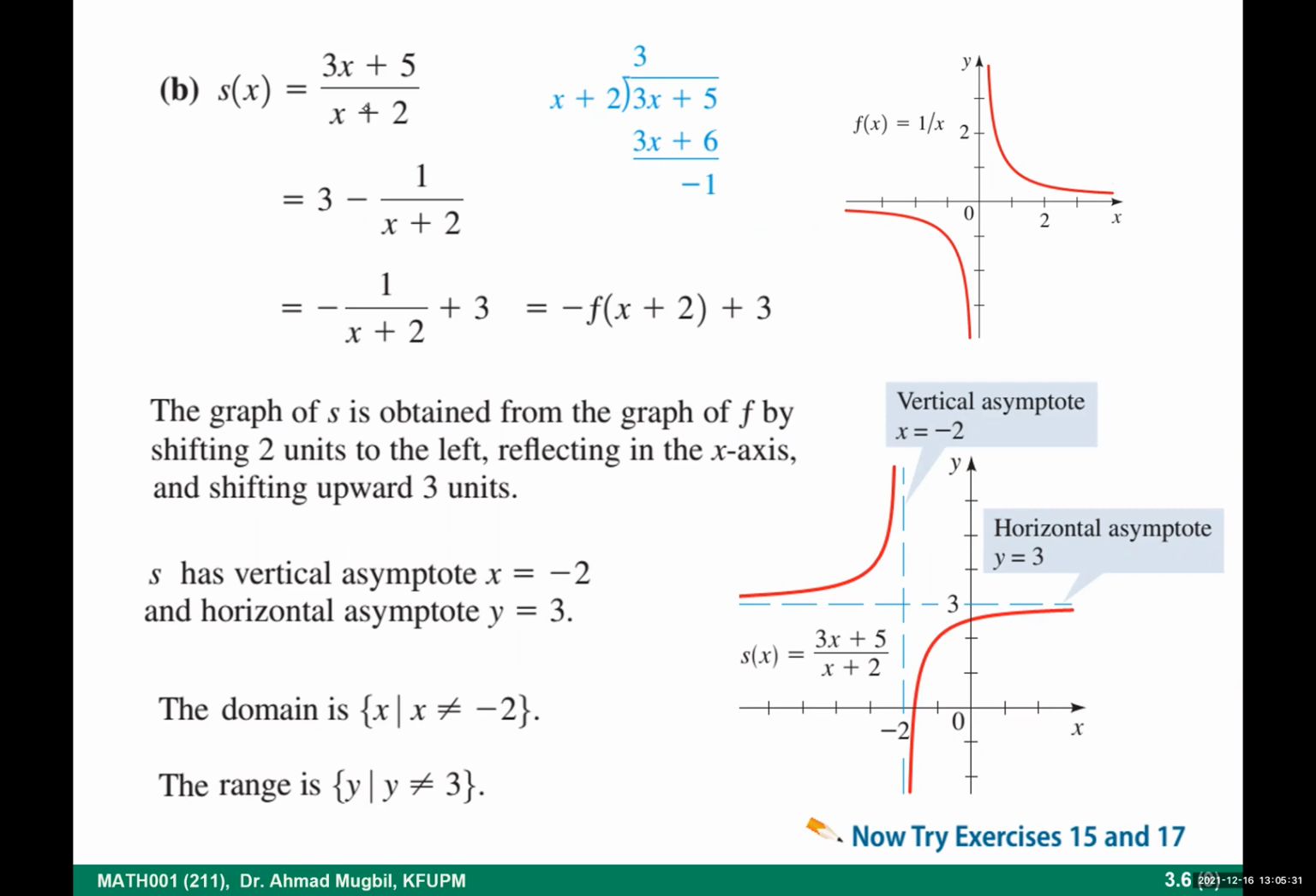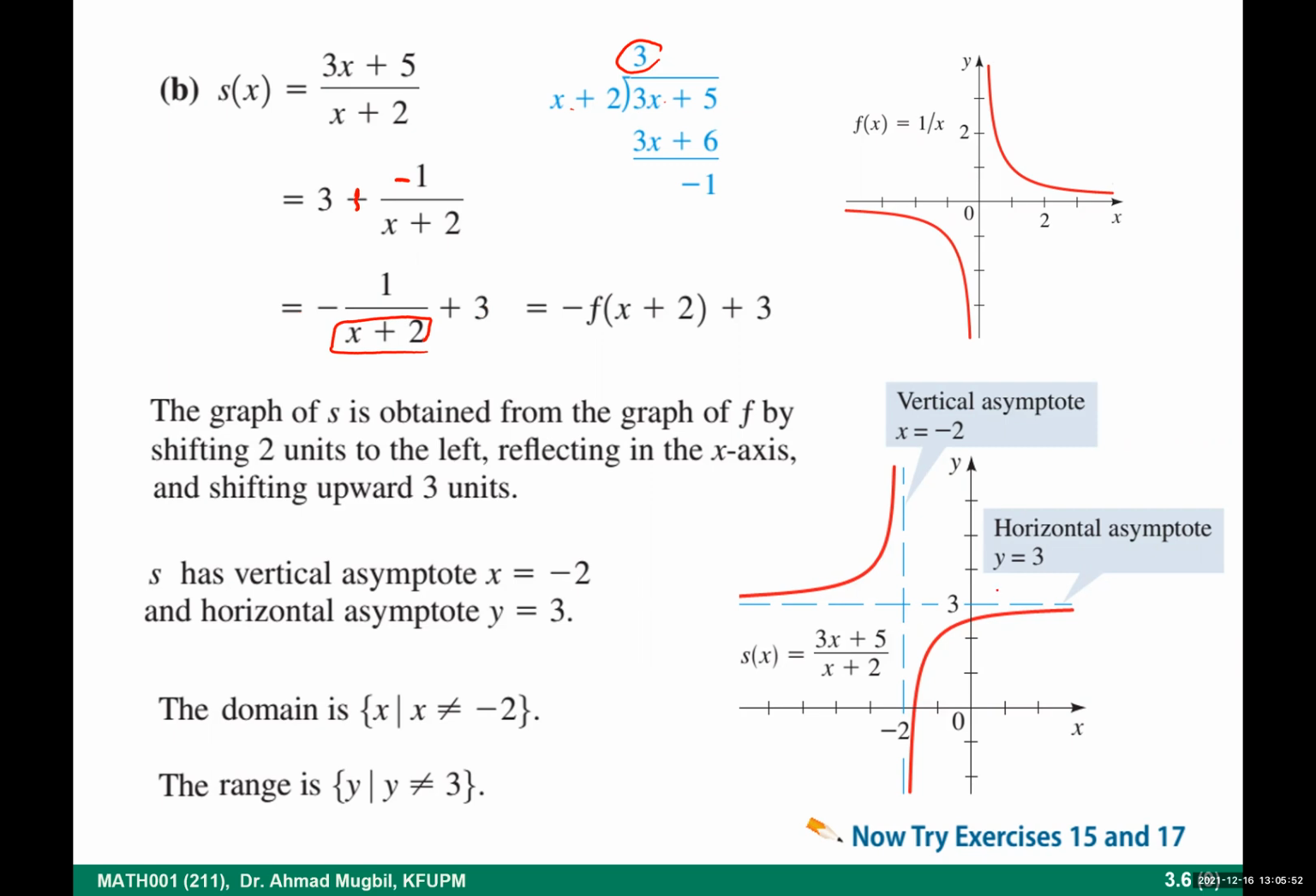To know exactly what happened, in fact, you just use long division. So this will be 3, the quotient is 3, plus the remainder, which is negative 1 over 1 plus x, which is negative 1 over x plus 3. So shifting 2 units to the left, reflecting in the x-axis, and then shifting up 3 units.